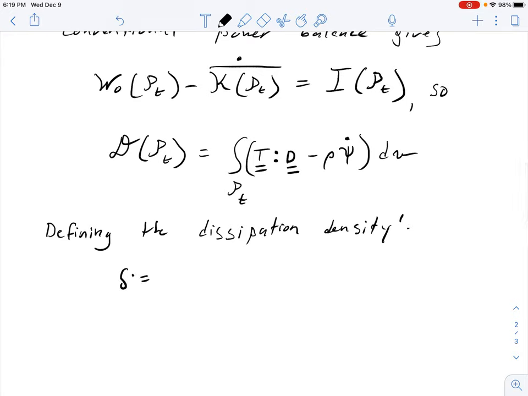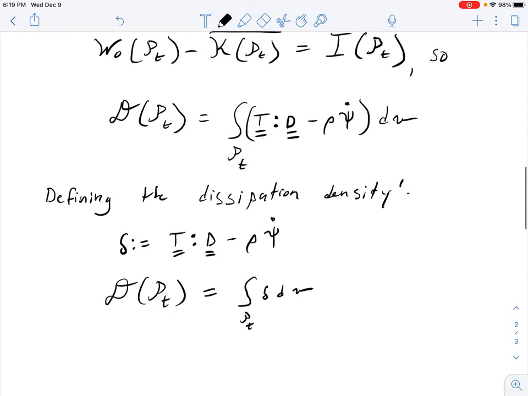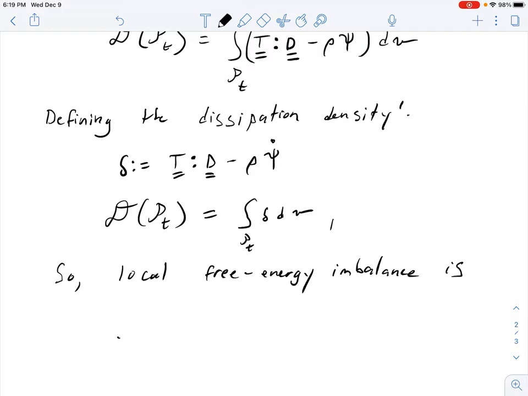Delta is defined as the internal power minus rho psi dot, so that the net dissipation is just equal to the integral of delta. Then the local free energy imbalance is just that delta is greater than zero: rho psi dot minus T inner product D is equal to minus delta, which is less than or equal to zero.